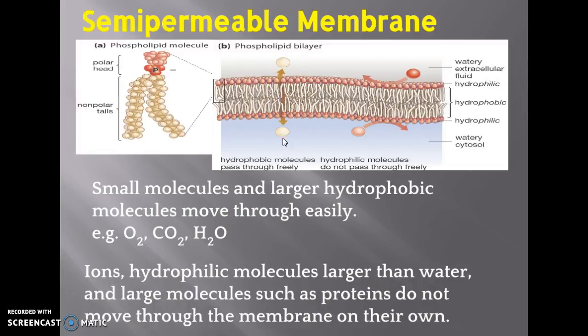Whereas if we have ions, which are molecules that have a charge, or hydrophilic molecules, or proteins or super big molecules, they aren't going to be able to pass through the spaces in between here. They're just too big. Or in the case of ions, their chemical charge won't allow them to. So they have to have a special way to get through the membrane.